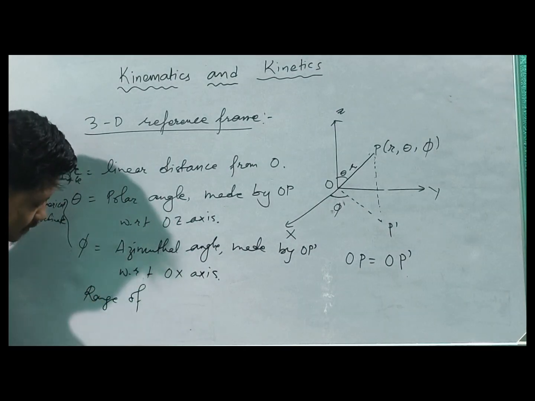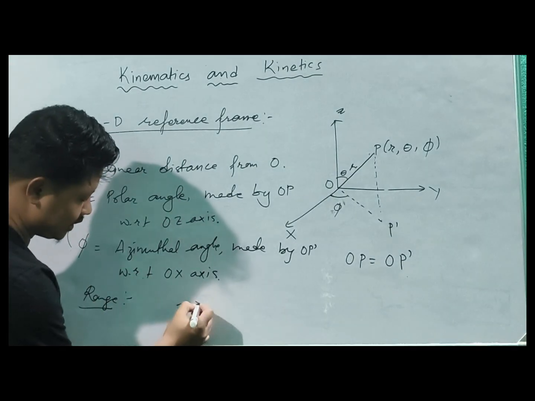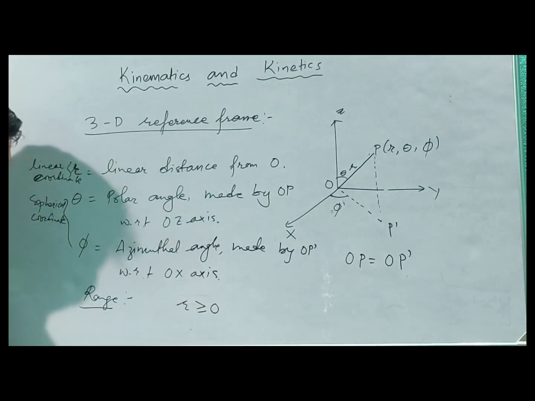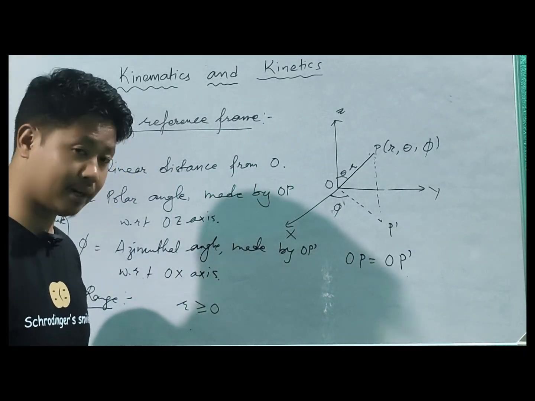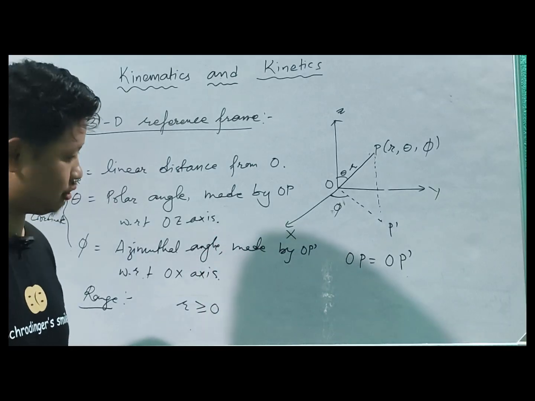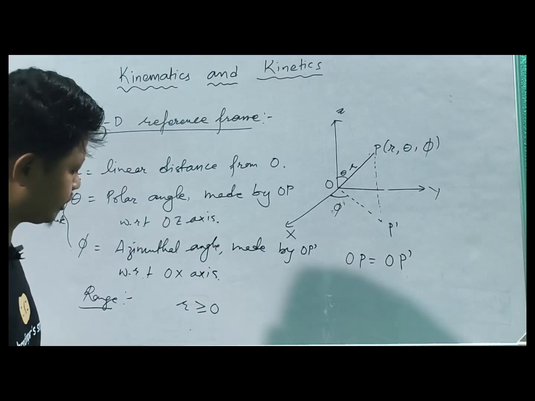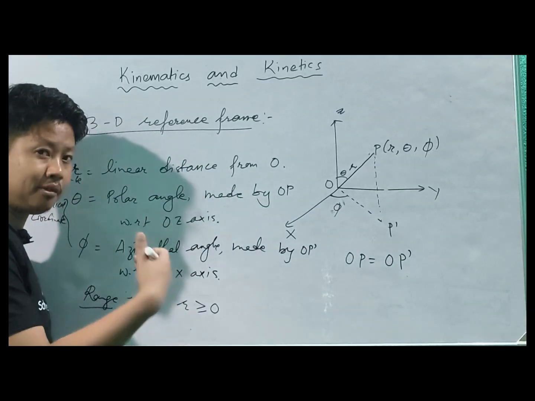Now the range, let us say range only. The range for r is greater than or equal to 0. That means it can be 0 or anything more than 0, but it cannot be negative. It can be 10,000, 100,000, a lakh, it can be anything, but it cannot be negative.